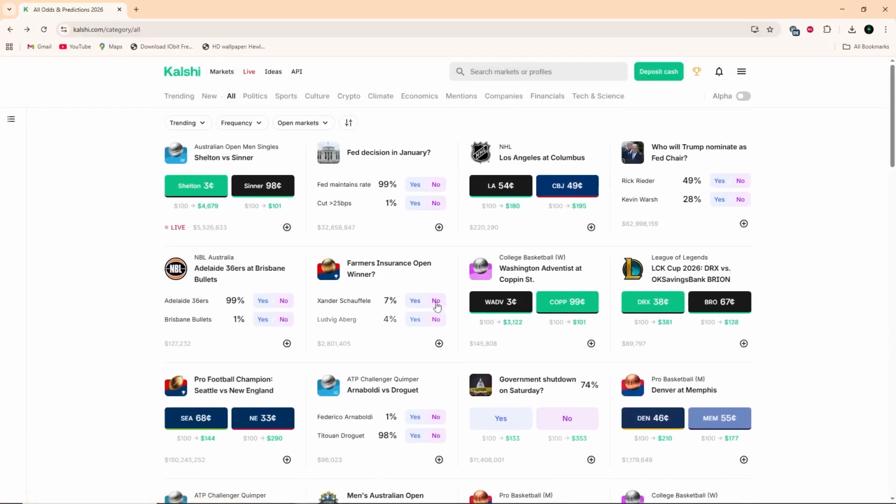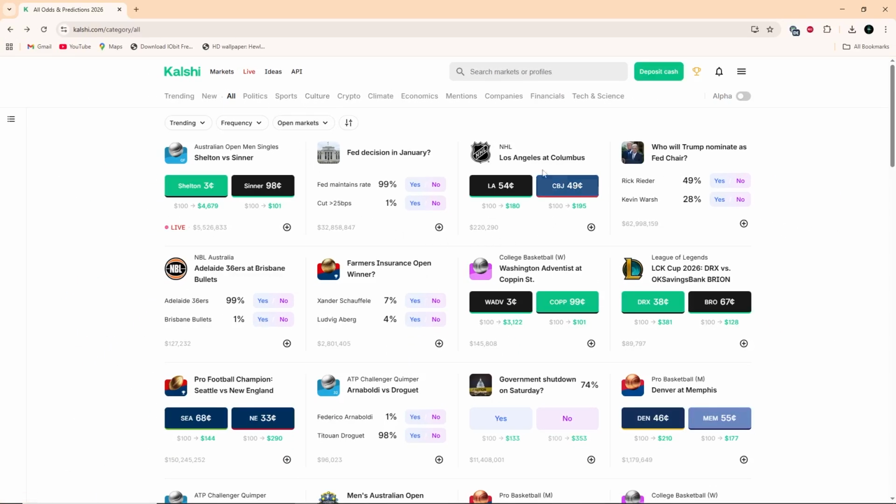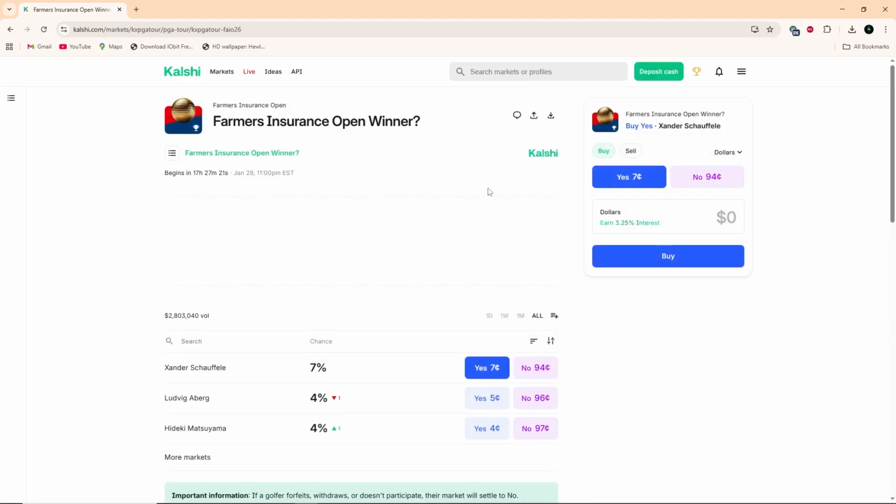Next, select a market. Browse the different categories such as politics, economics, or sports. Pick an event that you understand. After you choose a market, you can trade yes or no. You can also enter your own price.